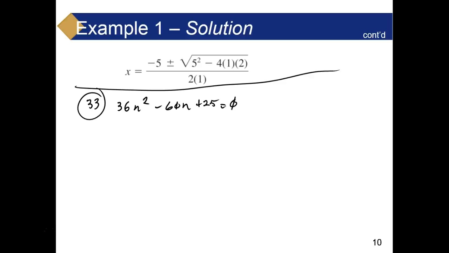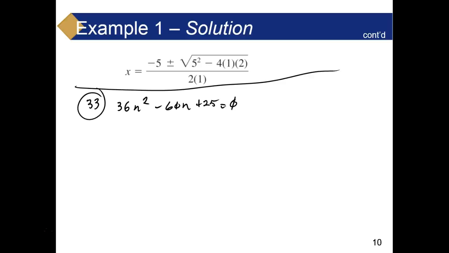This is 2 times 18, which is 2 times 9, which is 3 times 3, so 2, 2, 3, and 3. That gives you 36, right? This is 2 times 30, 2 times 15, 3 times 5. We have 2 2s and 3 3s in 36, but here we have only 5 and 5. So there aren't any common factors. With those big numbers, I love to see common factors, but you don't. So what do we do now?